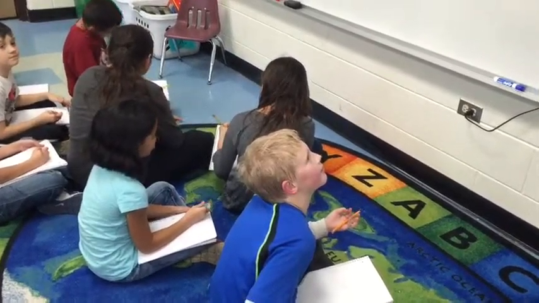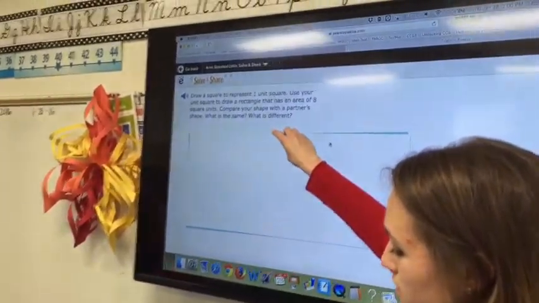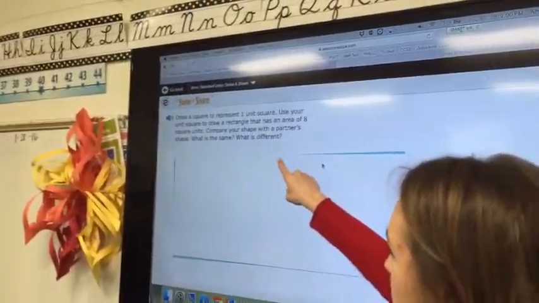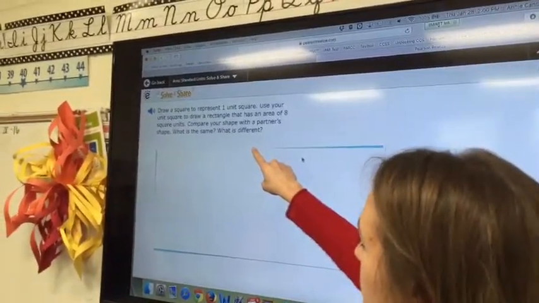I'm going to introduce the solve and share problem of the day. Our problem of the day, the solve and share. This is solve and share 6-3. Okay, I'm going to read it to you.